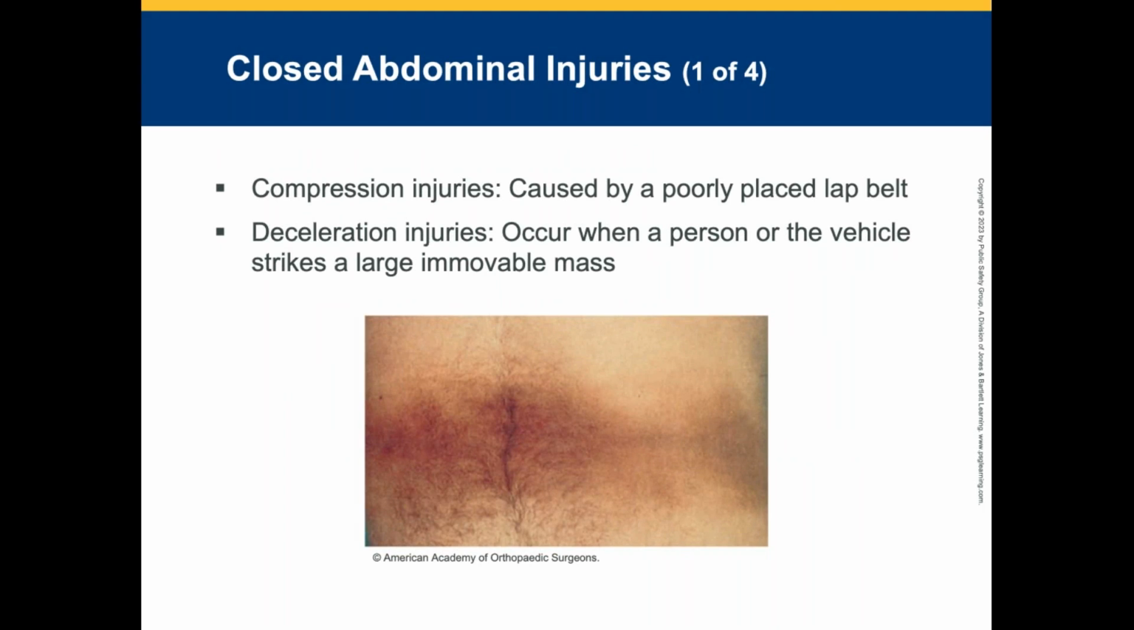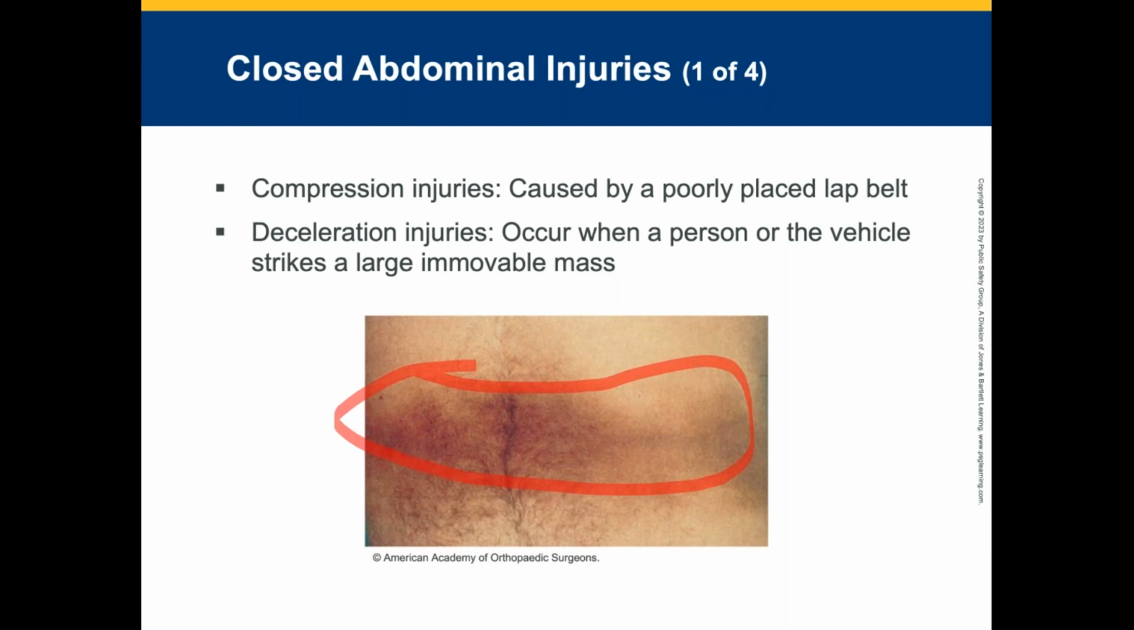Closed abdominal injuries, as you can see the different discoloration here, right? That would indicate significant bleeding underneath, some bruising. Compression injuries are typically caused by poorly placed lap belts. We talked about that in the previous classes. They deform the hollow organs, increasing the pressure within the abdominal cavity. With that, hollow organs can rupture.